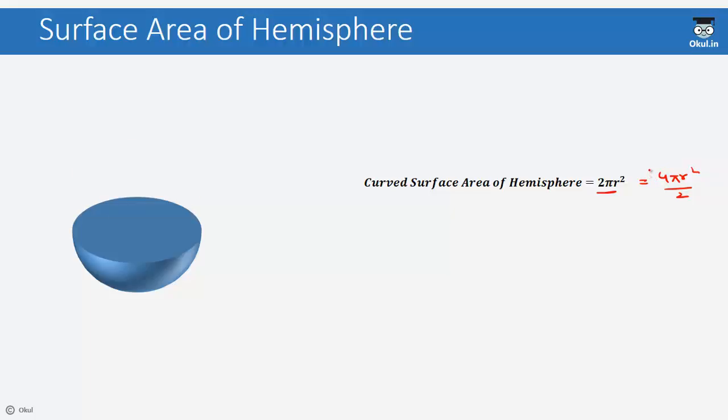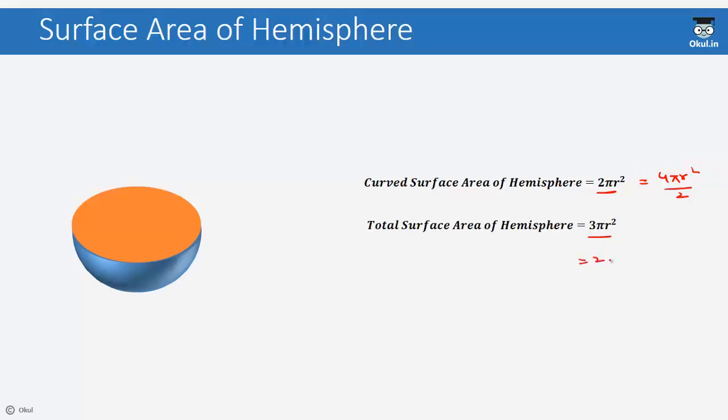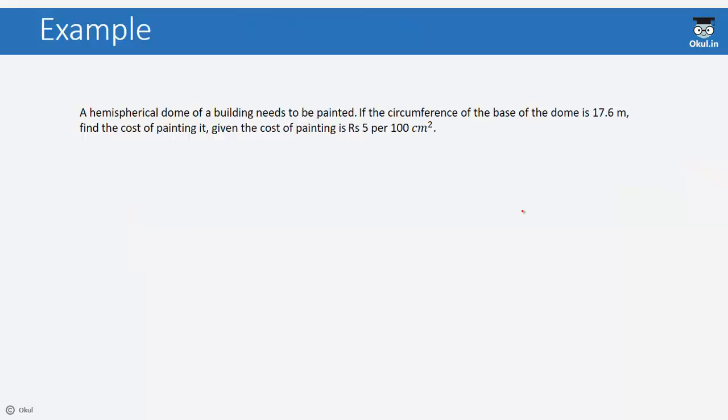Now if we add a base to the hemisphere, that is, if we make it a closed figure, we get the total surface area of the hemisphere. The total surface area of the hemisphere is equal to 3 pi r square. How did we get 3 pi r square? We added the curved surface area plus the area of the base, that is pi r square, so this is equal to 3 pi r square. So the curved surface area of the hemisphere is 2 pi r square and the total surface area is 3 pi r square. Let us do an example.